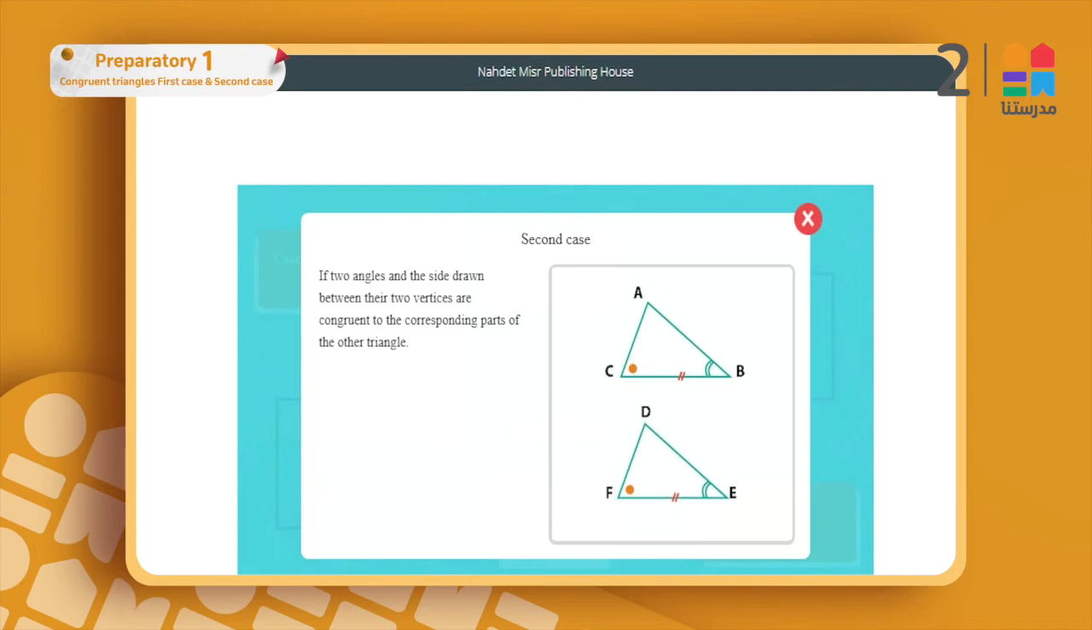The second case, in 2 triangles, if 2 angles and the side drawn between their 2 vertices are congruent with the corresponding parts of the other triangle, we say that these 2 triangles are congruent. Here in the 2 triangles on the screen we have angle B in the first triangle, which is congruent to angle E in the second triangle. Angle C is congruent to angle F, and the line segment BC is congruent to the line segment EF. So here the 2 triangles ABC and DEF are congruent.